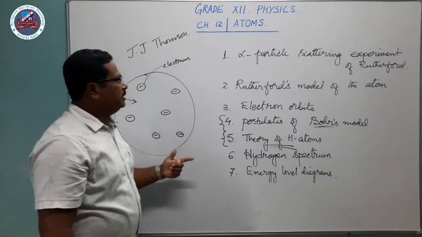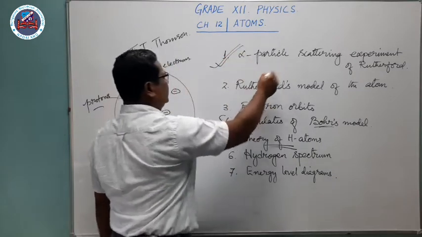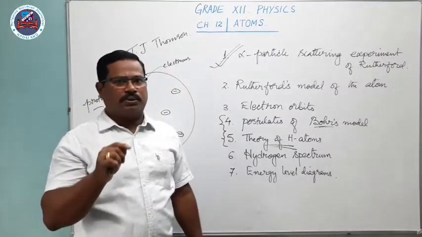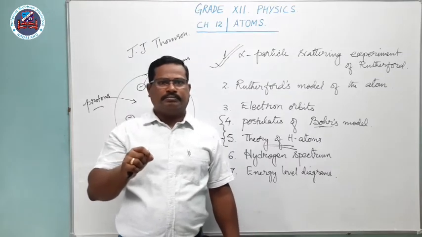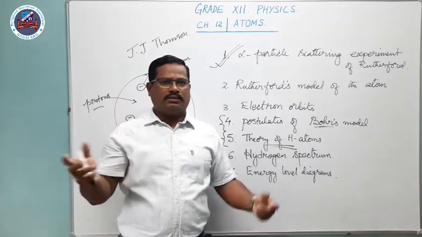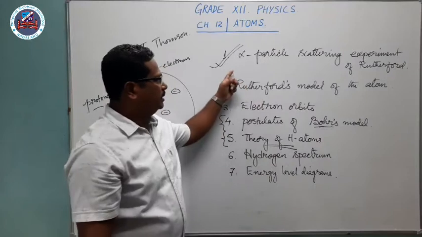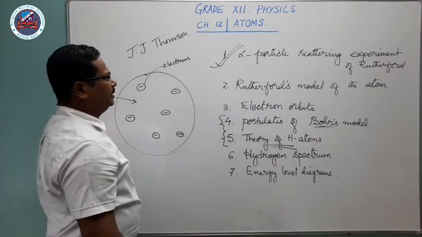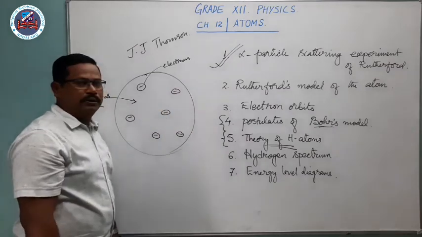Now to start with this chapter, we will be doing the alpha particle scattering experiment, the discovery of the nucleus and the position of the proton. Proton is present in the nucleus of an atom, at the central core of the atom, and the whole mass of the atom is concentrated at the central core. That we call the nucleus. Now let us begin with the alpha particle scattering experiment performed by Rutherford.